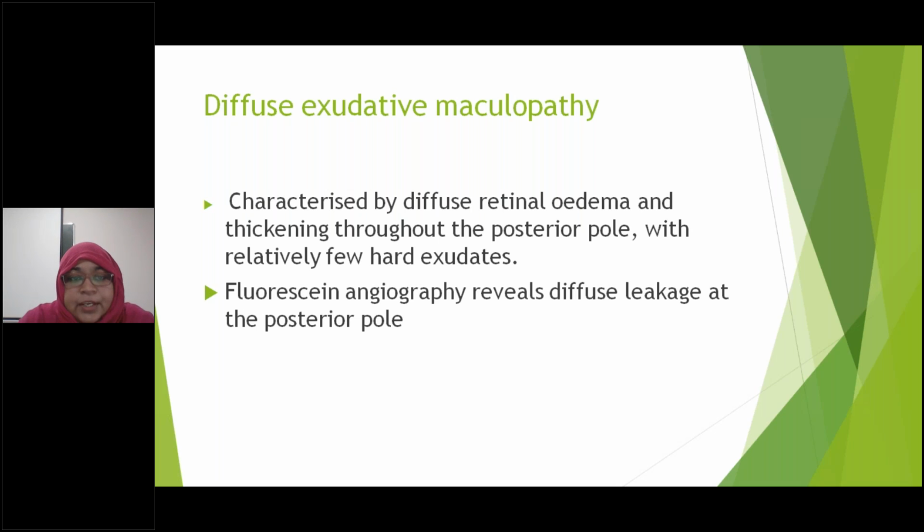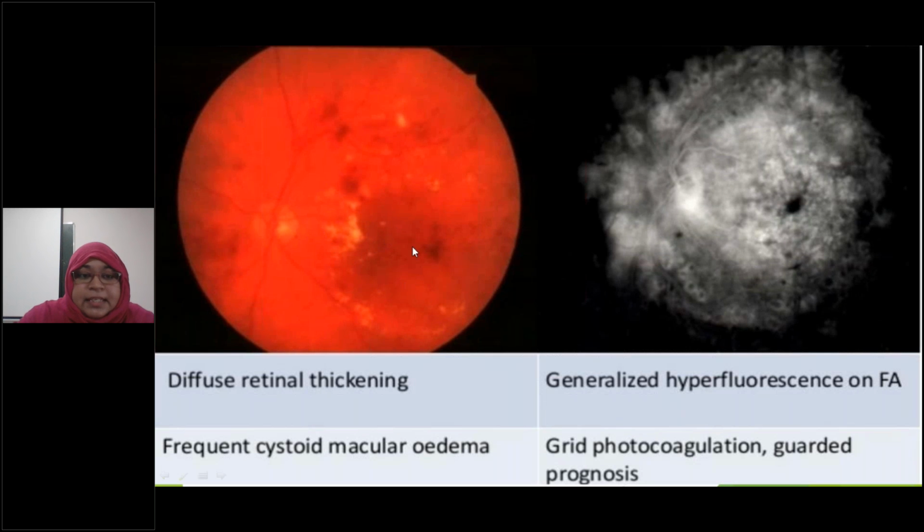Coming to diffuse exudative maculopathy, it is characterized by diffuse retinal edema and thickening throughout the posterior pole with relatively few hard exudates. Fluorescein angiography reveals diffuse leakage at the posterior pole. So here you can see there is a diffuse retinal thickening all over, and a significant cystoid macular edema. On FFA, you can see that there is hyperfluorescence all over the retina, mainly in this region, the posterior pole.